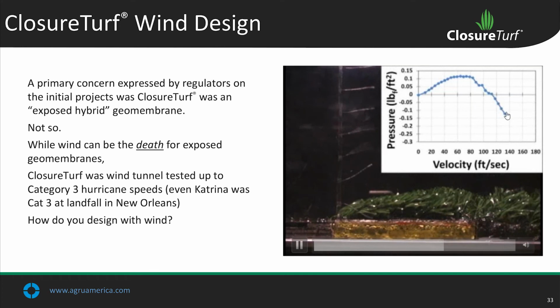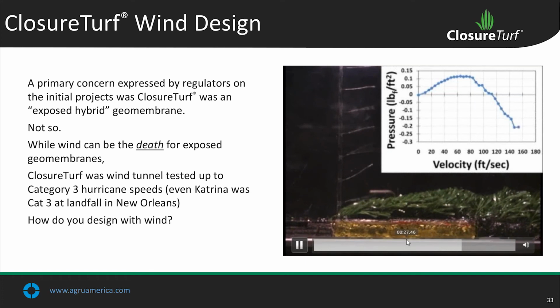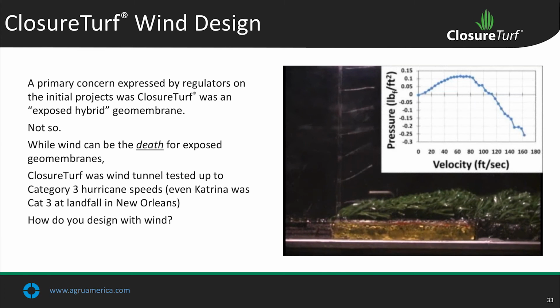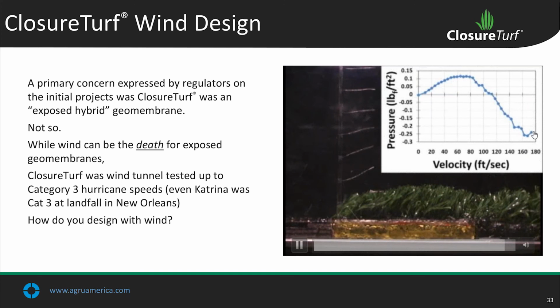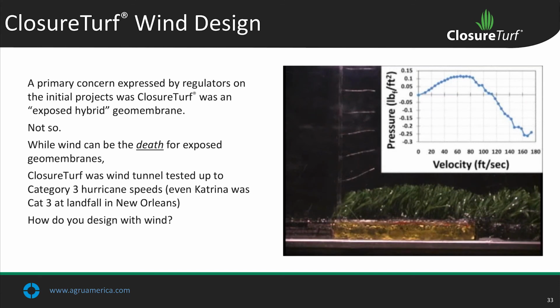As it started to uplift, pressure started to rise, so it was being picked up by the wind, and then peaked here at about 70 feet per second, and now it's declining. So it's actually going negative. You see the turf blades here being pushed down by the wind. They're acting like a spring and pushing the whole system down in this situation. And this is true all the way up to wind speeds of 170, 175 feet per second.